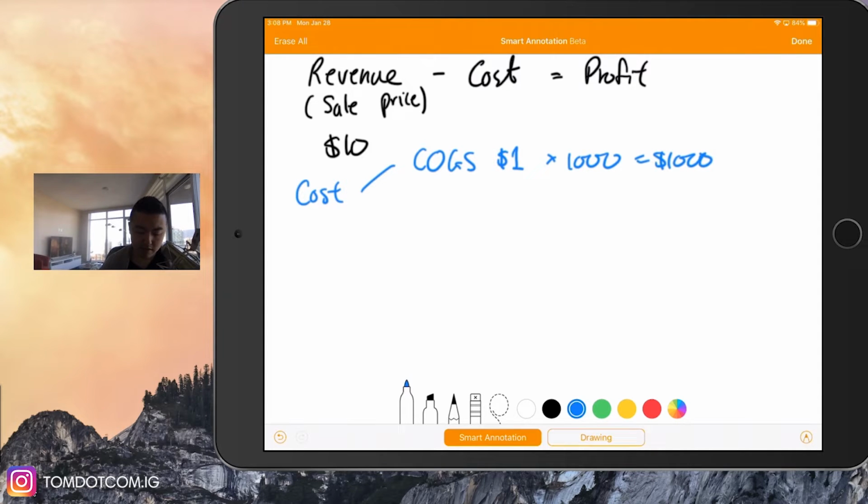Okay. Now, COGS is not everything. We still need to get this product from China to USA. So then comes shipping. So shipping, you need to get this number from a freight forwarder, right? I don't know how much the shipping is going to be, but let's say it costs $1 as well. If we're shipping 1,000 units, then it's going to cost us another $1,000.